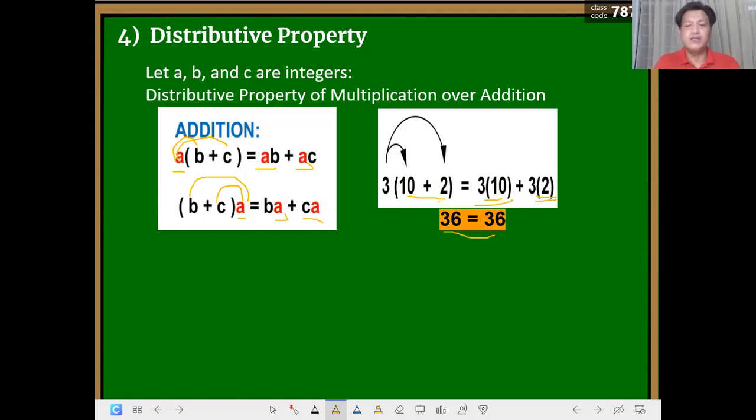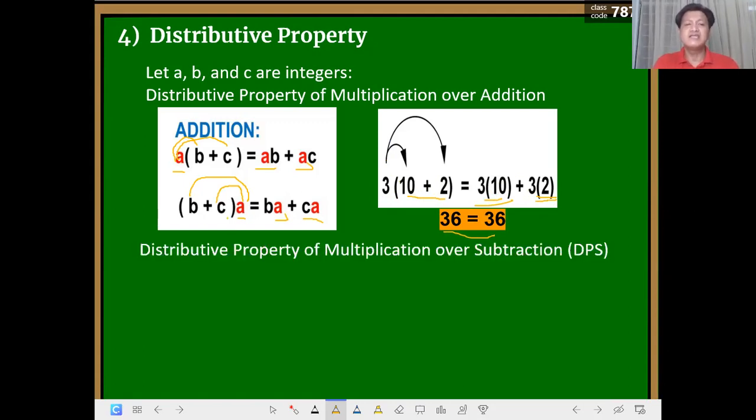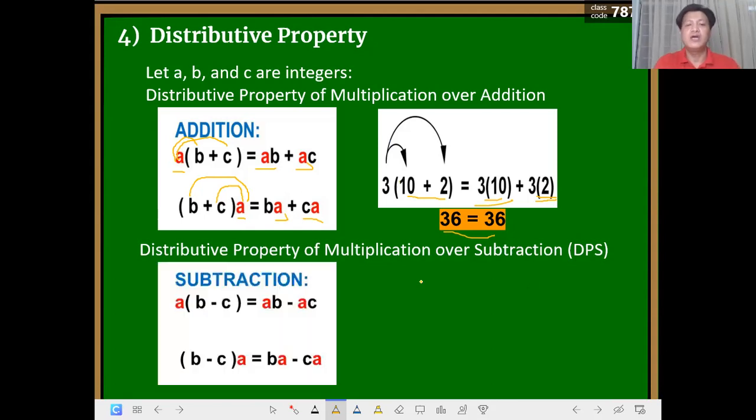Okay, simplified. With that, dito naman tayo sa distributive property of multiplication over subtraction. Kung kanina ay addition, nagbago lang yung ating operation. Dito naman sa subtraction, ganun pa rin. I-multiply mo pa rin si A doon kay B, kaya AB yan. Tapos si A kay C, kaya AC. But since this is subtraction, just copy the sign. Kaya nga siya distributive property of multiplication over subtraction. Ibig sabihin, nag-multiply ka tapos magsusubtract tayo.